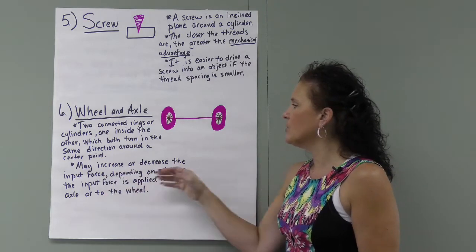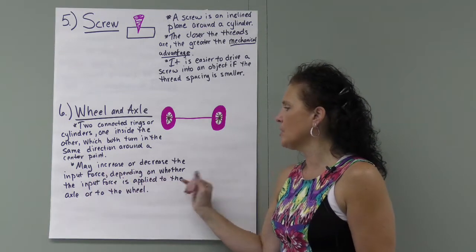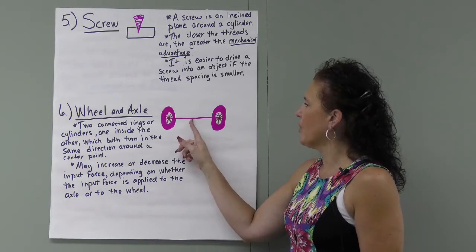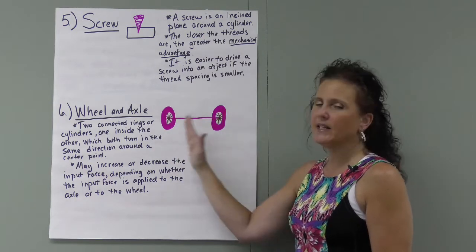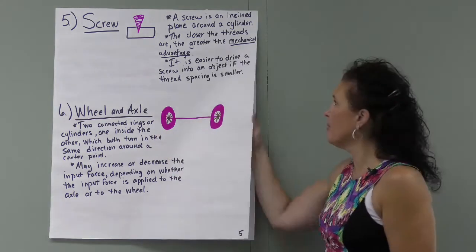They may increase or decrease the input force, depending on whether the input force is applied to the axle or to the wheel. So here would be if the force is applied here, anywhere along here, or if the force is applied to either of the wheels, right? So those are the six simple machines.